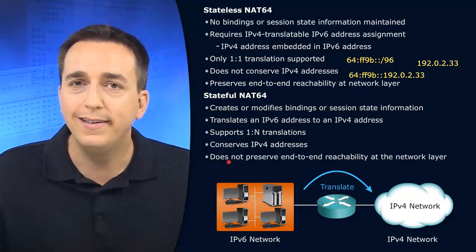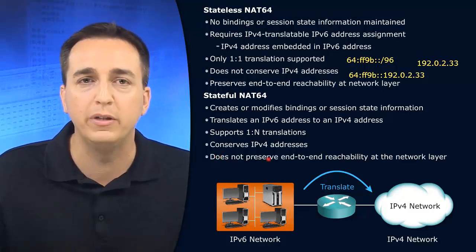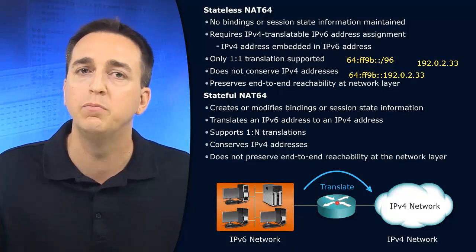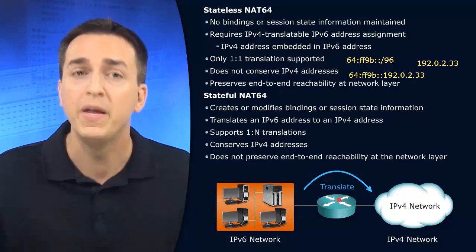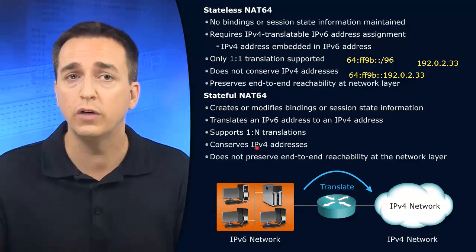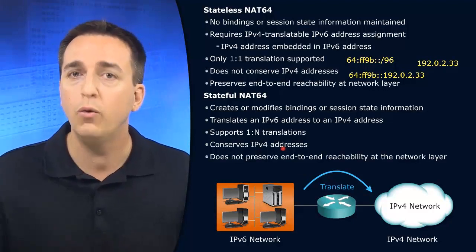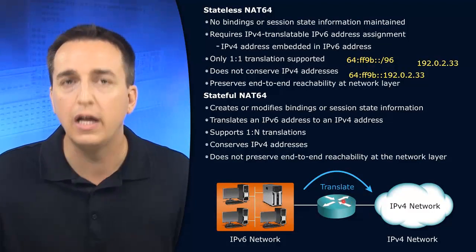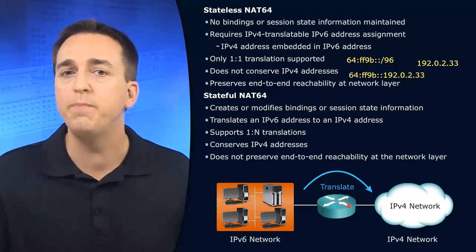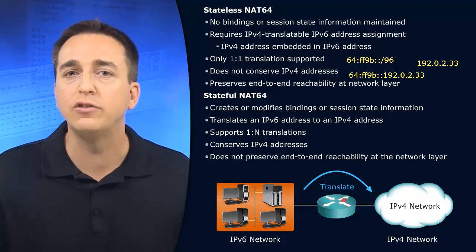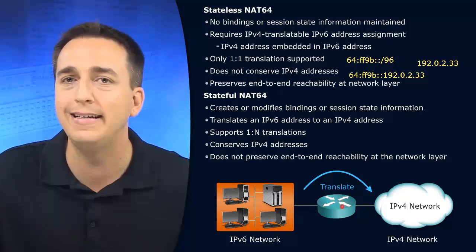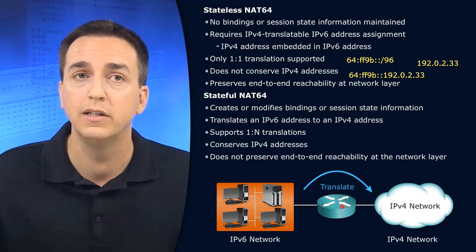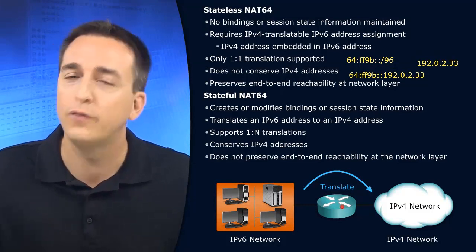But just like NAT for IPv4, we're not preserving end-to-end reachability at the network layer because that translation's happening, which is modifying session state information, especially when we are conserving these IPv4 addresses using what? Port numbers, right? We have those port numbers that are being utilized with the session state information. We are translating the IP address, so nothing's being maintained end-to-end as it needs to be. But we have these two options, stateless and stateful, for NAT64.